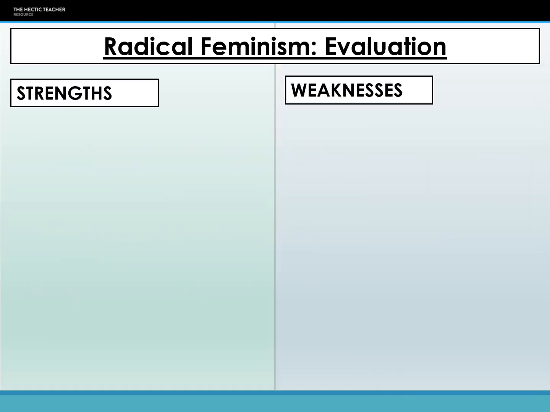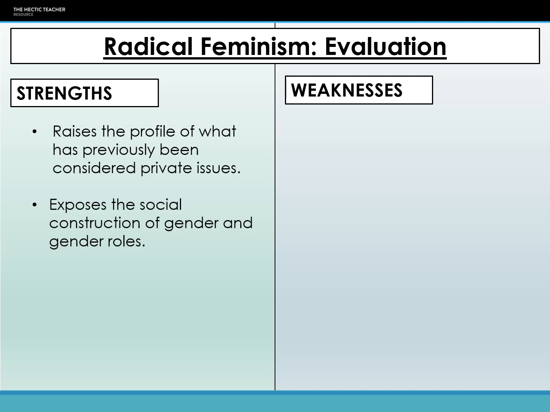So what are the strengths of radical feminism? On the surface, it's kind of like, that's ridiculous, this is never going to work. But it does have its strengths, because it does raise the profile of what has previously been considered private issues. It is raising that idea of sexual dominance and sexual inequality that men use to oppress and exploit women. It's bringing out this domestic violence and domestic abuse and making people talk about it. And again, it is exposing the social construction of gender and gender roles.